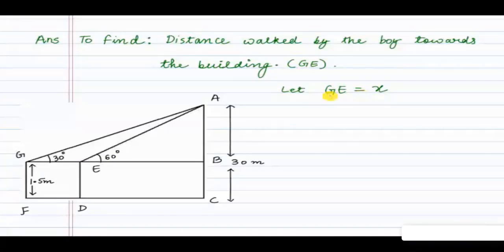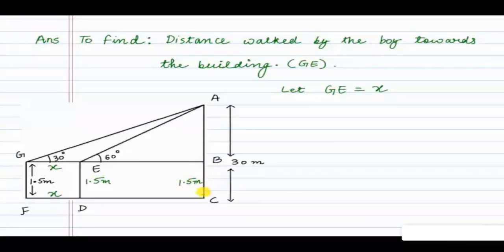Now to solve the question, let GE be equal to X. That means this length is X. And here we can see that GEDF is a rectangle. So this length will also be X, and this length ED will be equal to 1.5 meters, being equal to GF. Similarly, if ED is 1.5 meters, then BC will also be 1.5 meters.